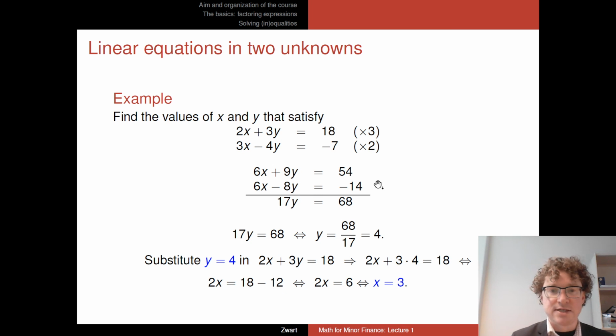So what remains is this 17y equals 68, and then I told you that that is solved by y equals 4. Then we're almost done, because once we know that y equals 4, we can easily look back in either the first or the second linear equation to figure out what the x is, and we figured out indeed that x equals 3.